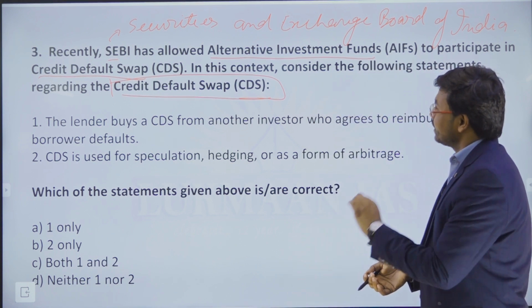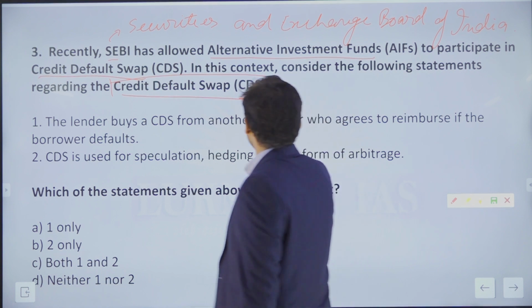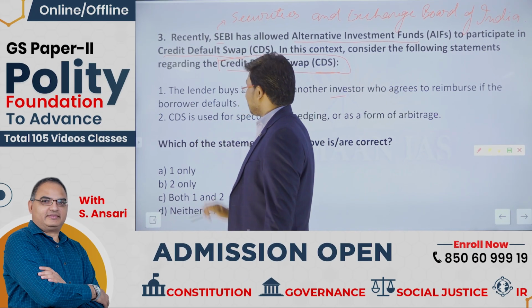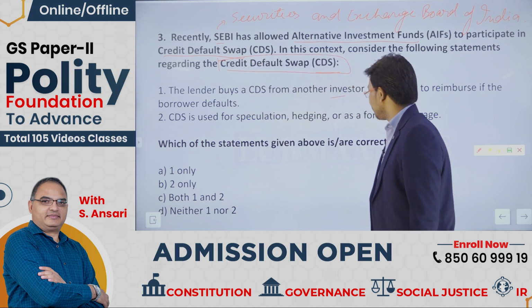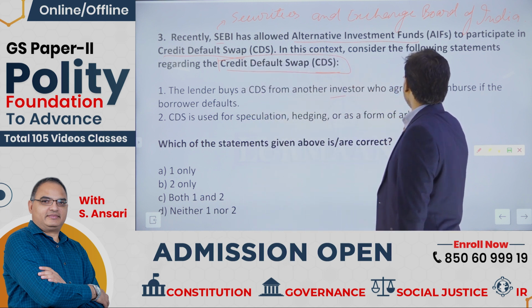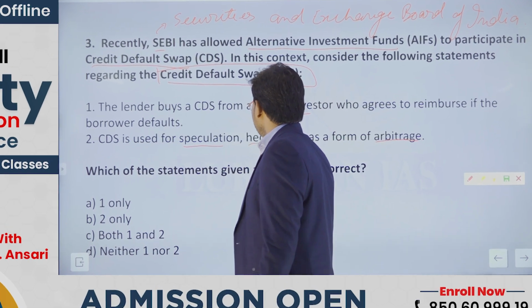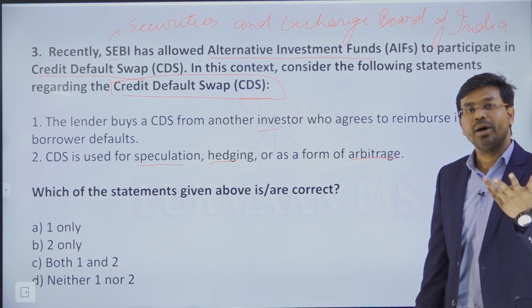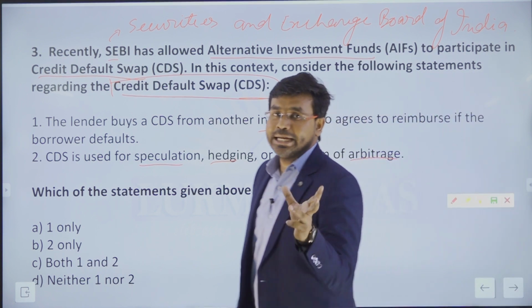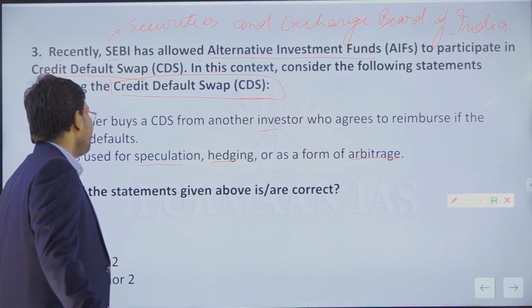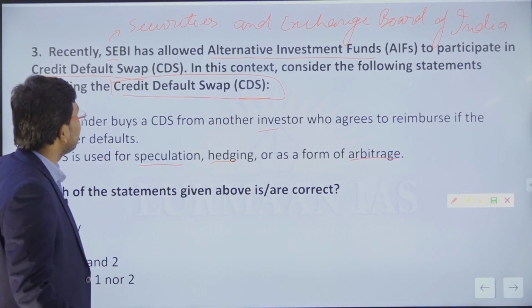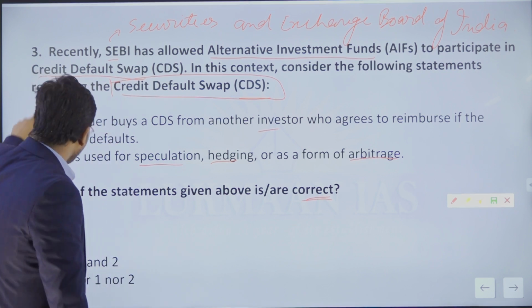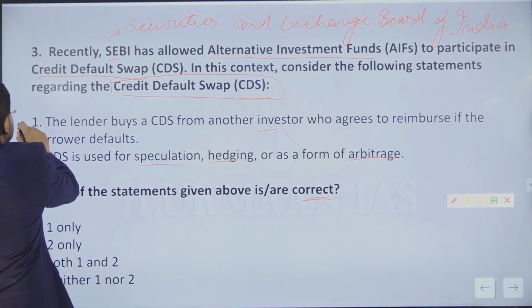It says, first, the lender buys a CDS from another investor who agrees to reimburse if the borrower defaults. Second, CDS is used for speculation, hedging, or as a form of arbitrage. These terms seem very technical, and a layman like me and you may find it difficult to understand them. Here we have to identify which of these statements are correct. Basically, both these statements are correct. Option C will be the right answer.